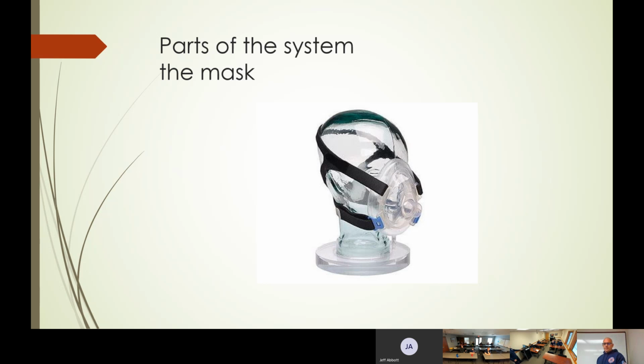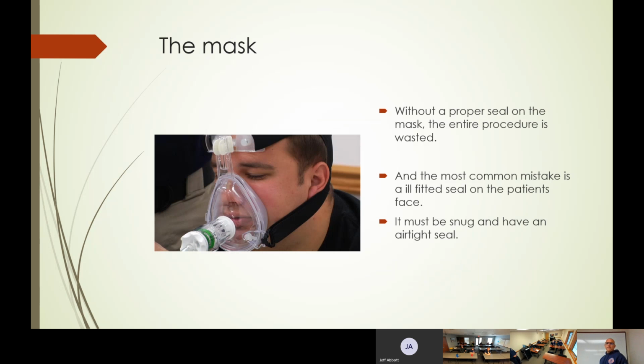So some parts of the system, pretty simple, really. You guys know this. We've got the mask and the harness system. Without a proper seal on the mask, the entire procedure is wasted. How can we tell if we have a good seal or not? There won't be any air leaking out from around it. Yeah, if we've got a good seal on the face, similar to if we were doing the old bag valve mask, right? If you hold it down tight, you squeeze the bag and nothing comes out, you had a good seal. Same thing here. If it's pressurized and pushing the oxygen and I don't get any bypass or sound or anything like that, then I'm probably in good shape.